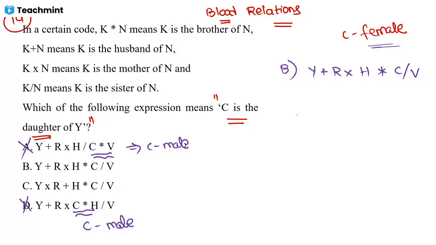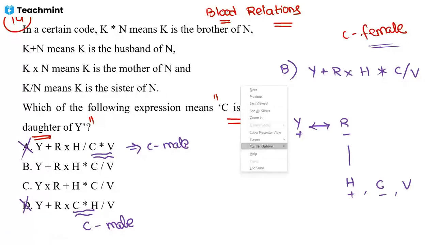Y plus R. Y is husband of R. R into H. R is mother of H. Mother means above generation, right? H into C. H is brother of C. C by V. C is sister of V. Okay. Now here C is daughter of Y is perfectly suitable. H, C and V are siblings. H is son of Y. C is daughter of Y and R. H is son of Y and R. So it's perfect. Option B is suitable.